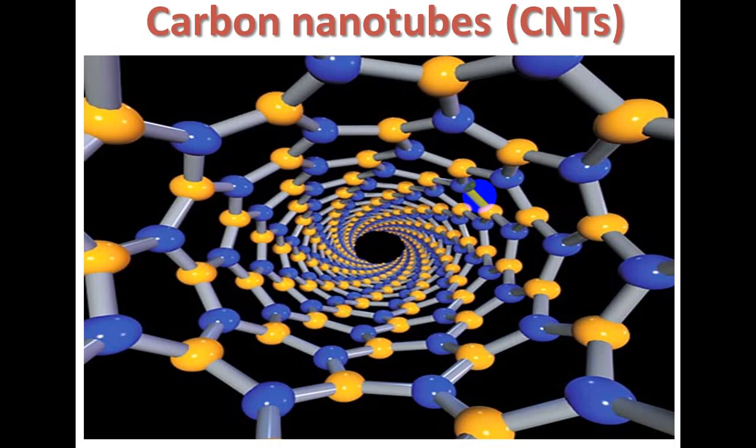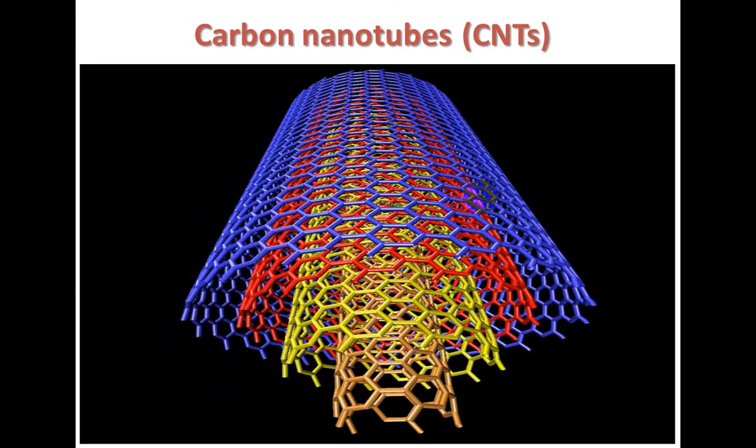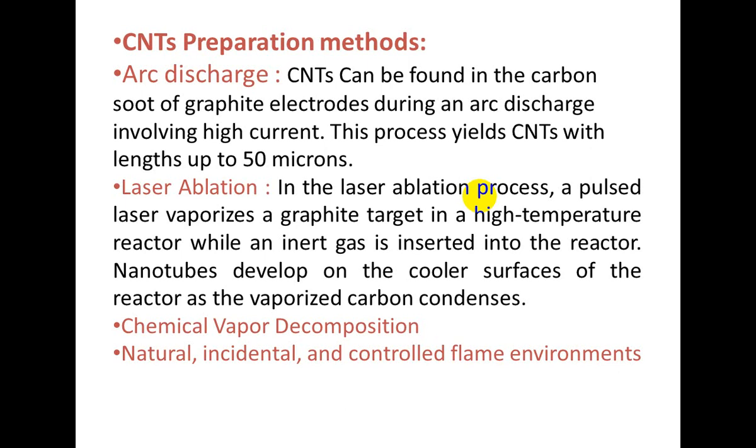This is an example indicating the structure of carbon nanotubes, CNTs. This again explains the cylindrical structure of carbon nanotubes, and this again shows the multi-concentric structure of cylindrical carbon nanotubes. With this explanation of the structure of CNTs, now we come to CNT preparation methods, the techniques through which we prepare CNTs.